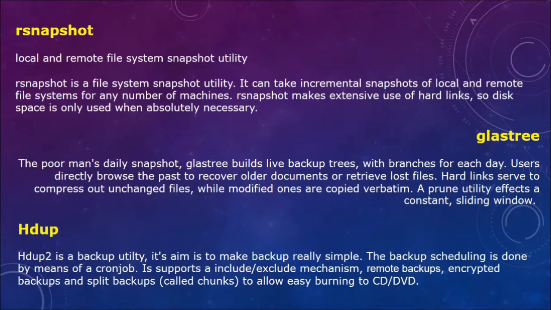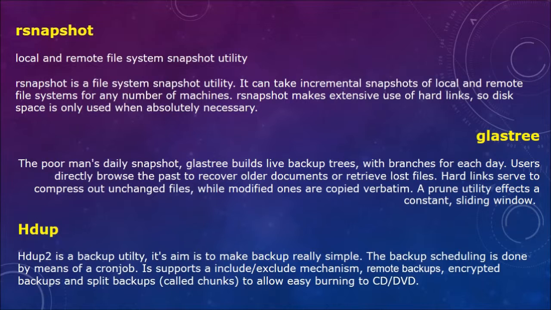Glasstree, the poor man's daily snapshot. Glasstree builds live backup trees, with branches for each day. Users directly browse the past to recover older documents or retrieve lost files. Hard links serve to compress out unchanged files, while modified ones are copied verbatim. A prune utility affects a constant sliding window.